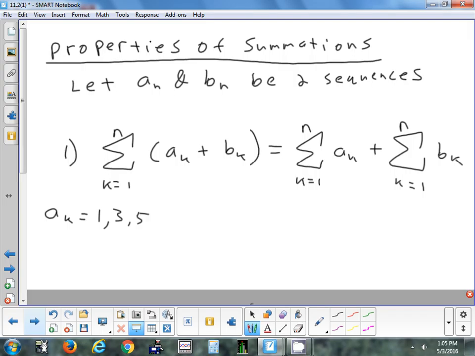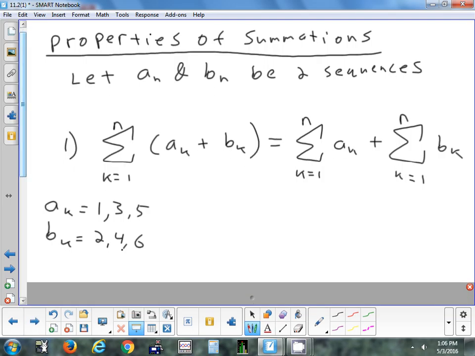Let A sub k be a very short sequence: 1, 3, 5. Let B sub k be another very short sequence: 2, 4, 6. I'm just going to show you with these two sequences that this formula works. On the left, what it's saying to do first is add up all the terms in my sequence and then add up the results.